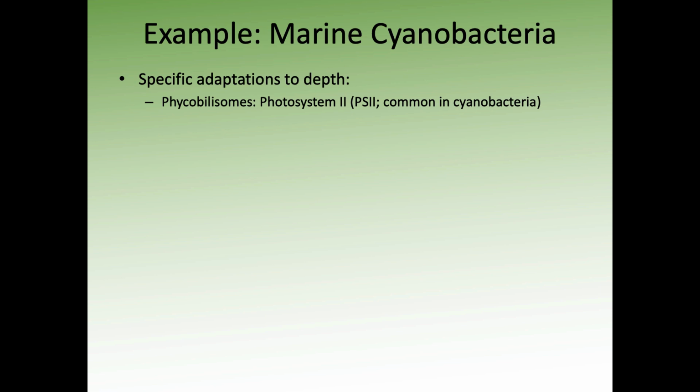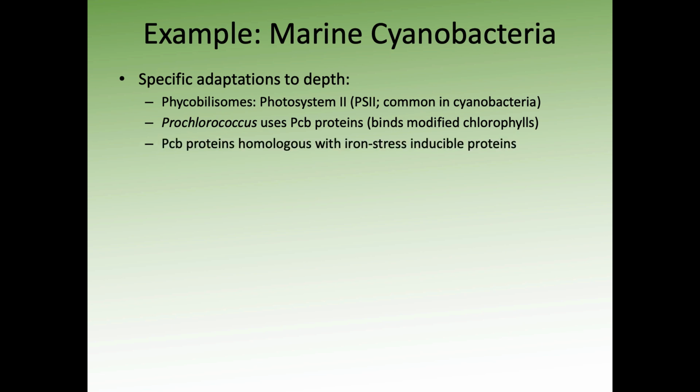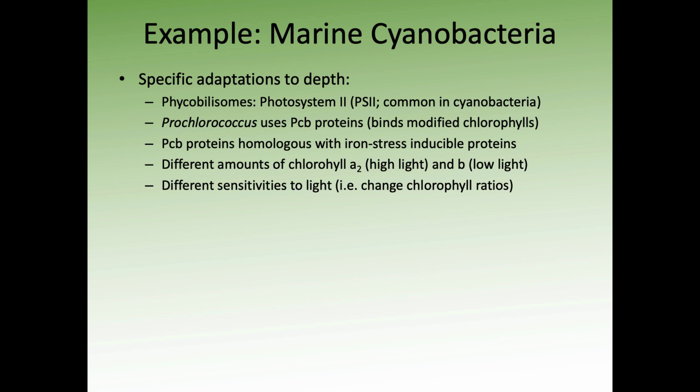What we actually see in these systems is that what's often accounting for the differences in depth adaptations are genes related to processes involved in what's known as the phycobilisome, or photosystem 2, a biological system that is found within cyanobacteria. And basically, Prochlorococcus uses PCB genes that can bind to modified chlorophylls to deal with various issues of depth and light availability. What we tend to find is that these genes are homologous with iron stress-induced proteins, and what they allow for is different amounts of chlorophyll, either A or B, to be expressed and utilized.